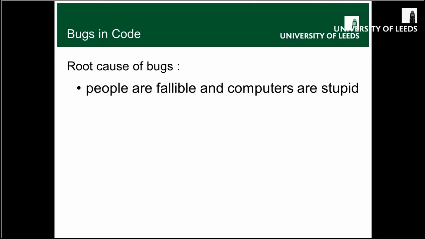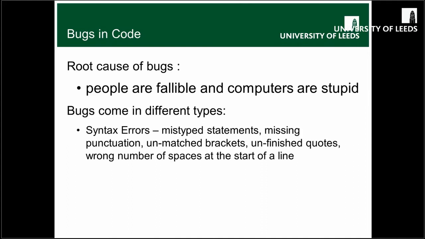So if one thinks about the different types of computer programming error you can make, the different kinds of bugs you can have, then most people reckon they come in three different sorts. The first are syntax errors. That's simply mistyped statements, missing punctuation, brackets that don't match up, quotes that don't match up, and a particular Python one is when you have the wrong number of spaces at the start of a line. And I'll show you some examples of that sort of thing in a little bit.